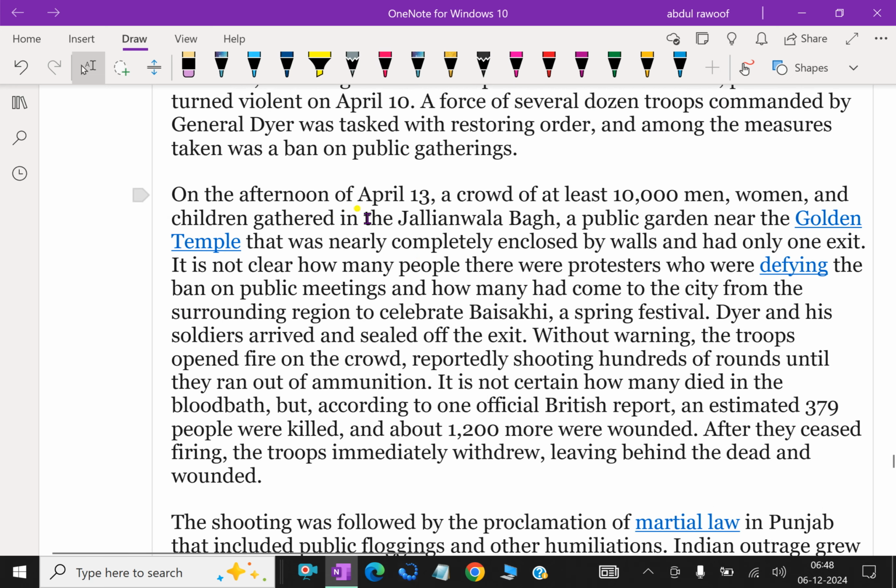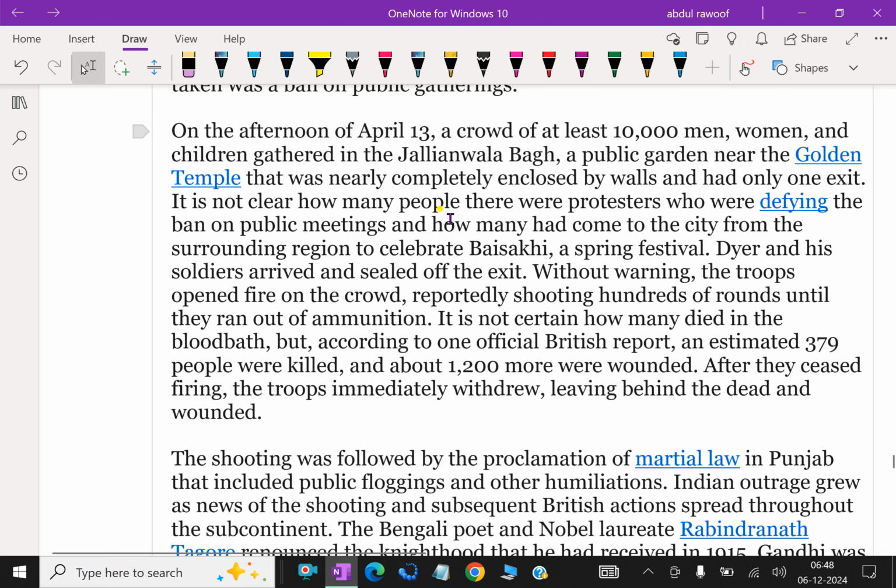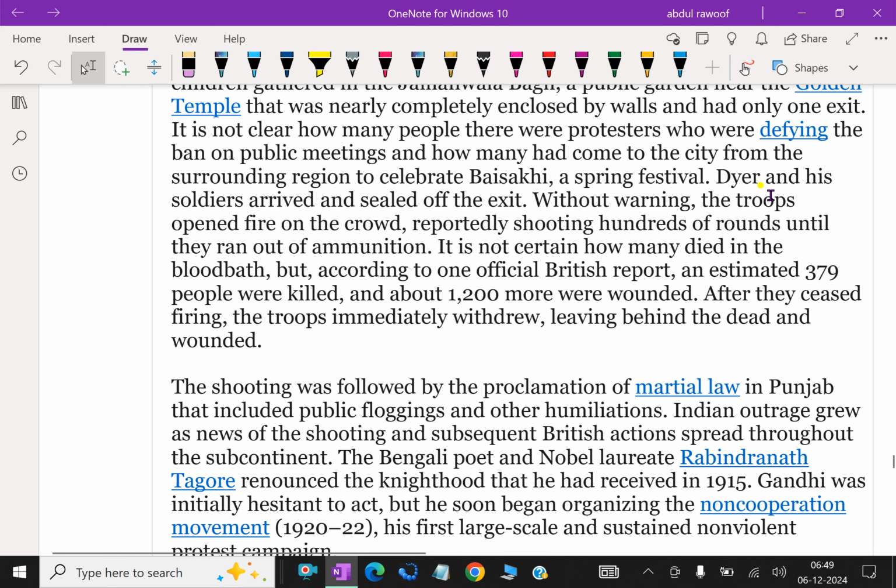On the afternoon of April 13, a crowd of at least 10,000 men, women, and children gathered in the Jallianwala Bagh, a public garden near the Golden Temple that was nearly completely enclosed by walls and had only one exit. It is not clear how many were protesters defying the ban on public meetings and how many had come to the city from the surrounding regions to celebrate Baisakhi, a spring festival.